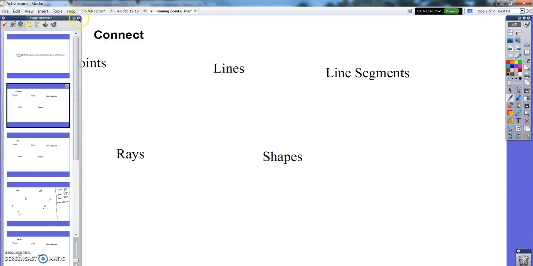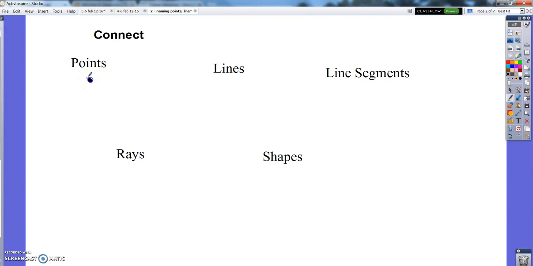So, just a quick review. Yesterday, points are just like one spot, one little point in space. Lines go through two points, at least, and they go on and on forever in both directions. See, if I miss, I just make a bigger point. Line segments connect two points, but do not go on forever. They start and end on both sides. Rays connect two points. They go on forever in one direction, but not both, like that.